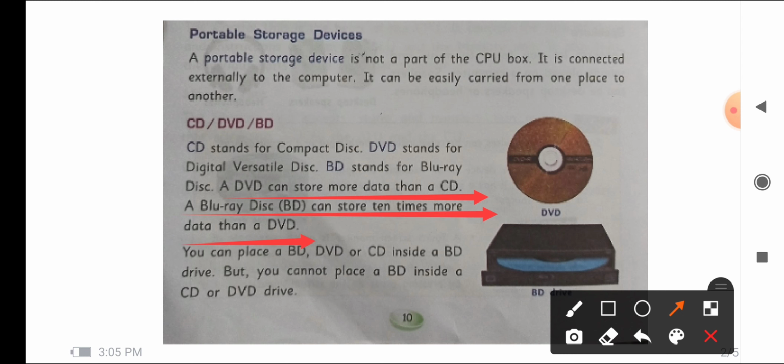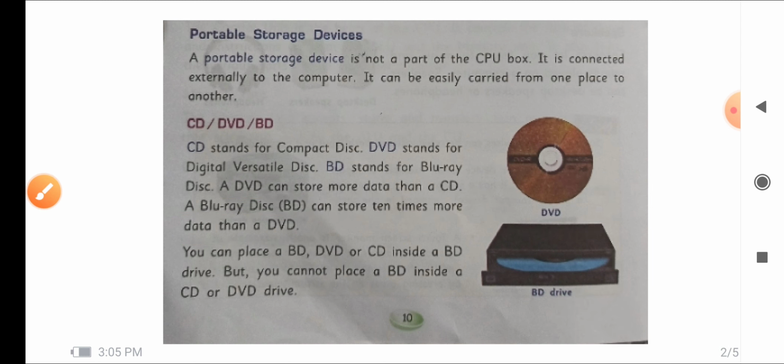Okay, so this is a DVD. This portable storage device can store less data. A DVD can store more data than a CD, but a BD, that is Blu-ray disc, can store 10 times more, that is 10 times more than a DVD.